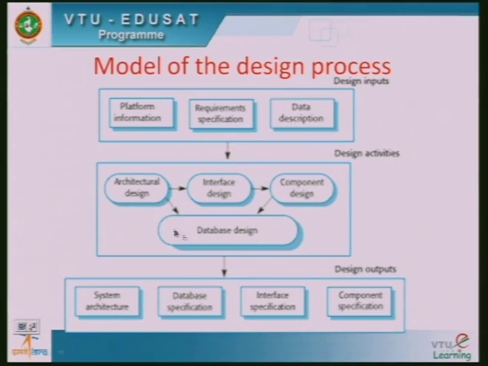Now, this design activity gets its input from where? What kind of input does it require? Platform information, requirement specification, and data description. These are the design inputs that you obtain in order to perform a design activity. As a result of the design activity, we get certain design outputs. What is the output of your design activity for a certain software product? It is the system architecture. You are going to get the overall system architecture, the database specification, the interface specification, and the component specification.